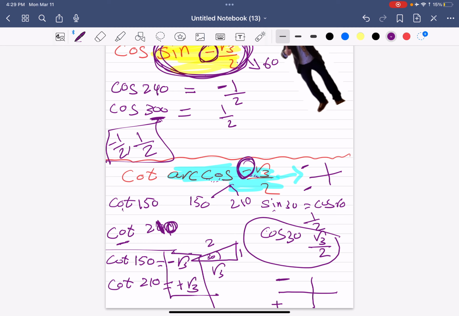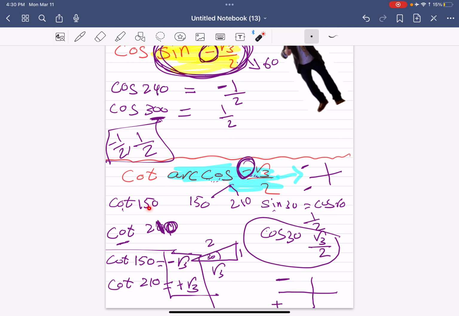How did I start this one? Let me recap it very quick. The first thing I did, I evaluated the value of arc cosine radical 3 over 2. And I know that cosine 30 is radical 3 over 2. Because it's negative, it has to be in either the second or the third quadrant. The 30 on the second quadrant is 150. The 30 on the third quadrant is 210.